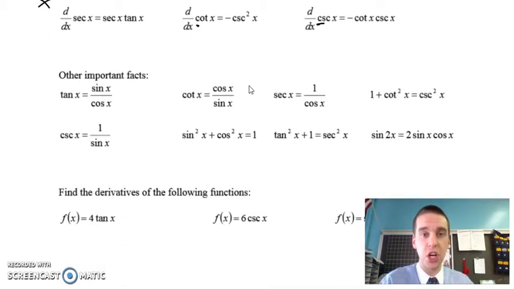Other important facts, we all know this, is tan is sine over cosine. We've got some identities here, and the double angle formula, sine 2x equals 2 sine x cosine x. This is the Pythagorean identity right there.